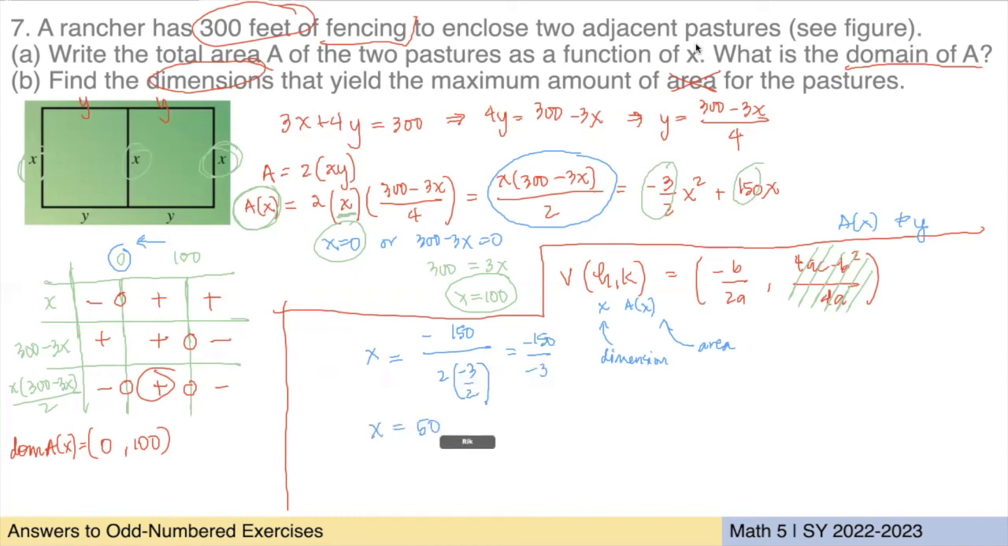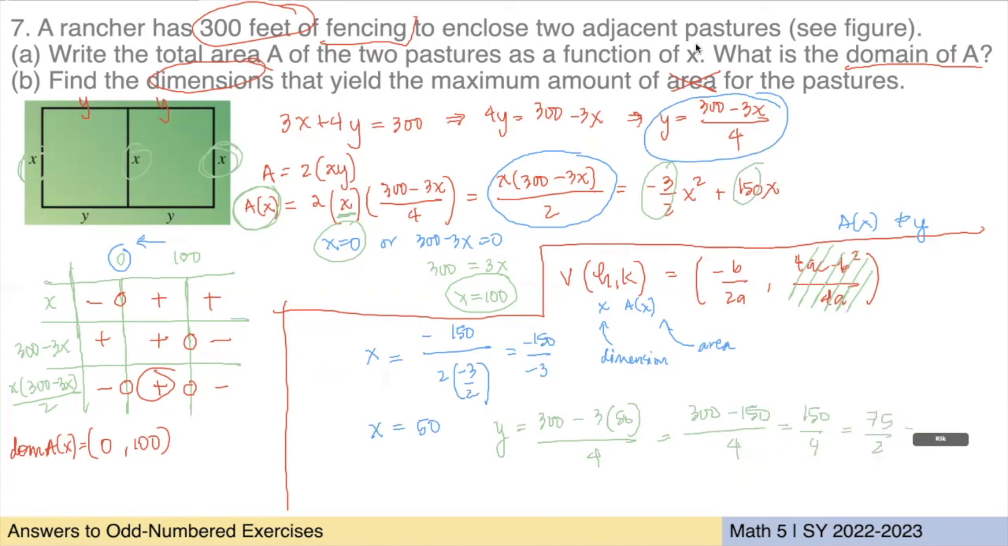So if x is 50, using this equation would then result in y equals (300 minus 3 times 50) all over 4, or simply (300 minus 150) over 4. 150 over 4, or 75 over 2, which is 37.5 feet. Oh, I forgot feet for the 50. These then are the dimensions that would yield the maximum amount of area for the two pastures.